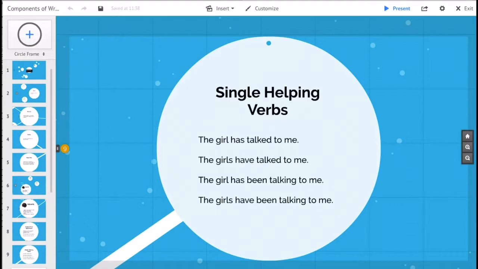The second sentence, the girls have talked to me. So now we put an s on girl, so now it says girls to make it plural, and have is the plural form of has. Okay, the next two sentences: the girl has been talking to me, the girls have been talking to me. Again, same exact thing. Girl is singular, so we use has. Girls is plural, so we use have.